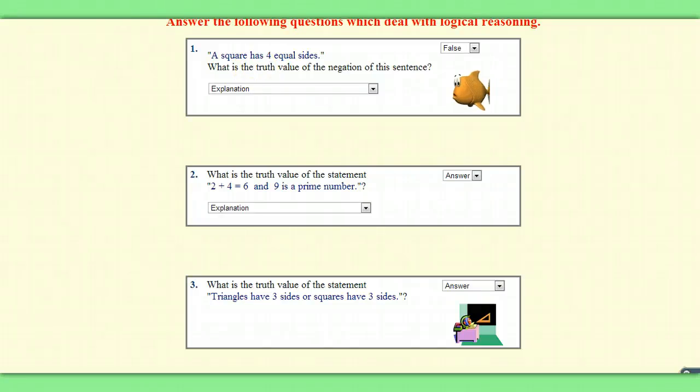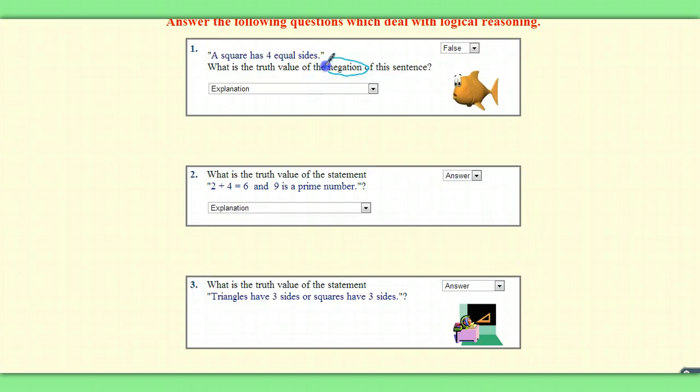Okay, the video I'm going to work with is basically just a few questions. The first question here: answer the following questions which deal with logic reasoning. A square has four sides. Yeah, that's true. What is the truth value of the negation?